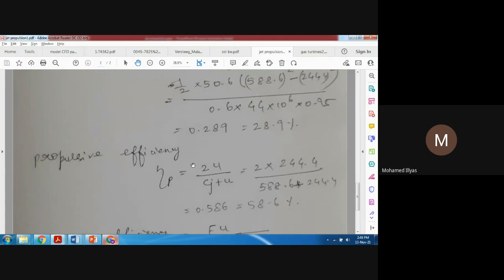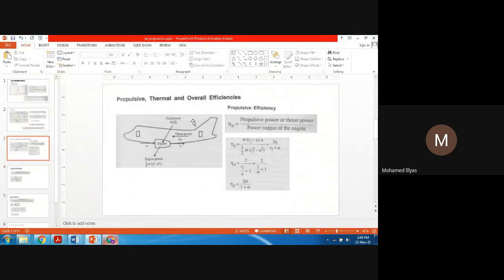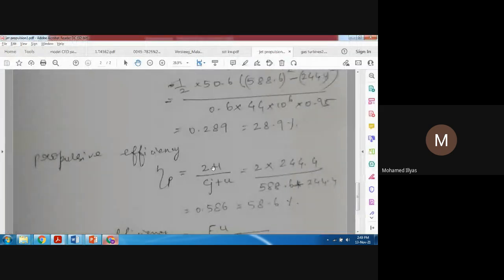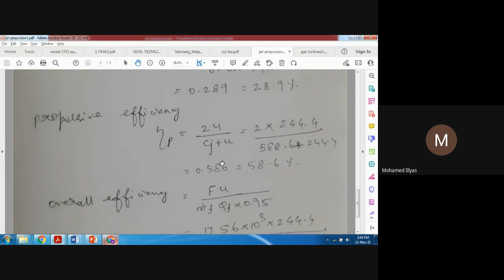And propulsive efficiency, we have a simple relation for the propulsive efficiency. What is that? It is 2u by Cj plus u. This relation we can use easily. 2u by Cj plus u. U is 244.4, Cj also we know. So we'll get our propulsive efficiency as 58.6%.